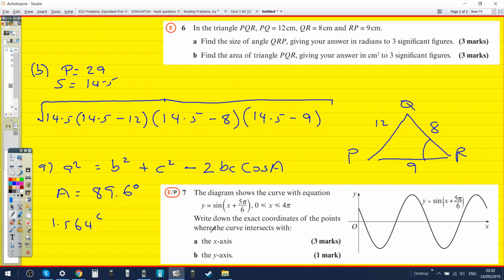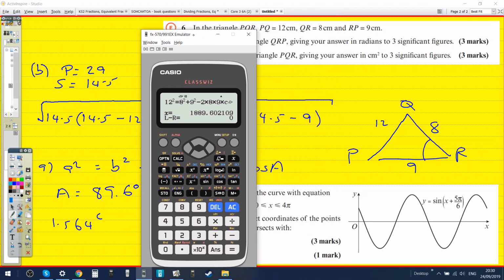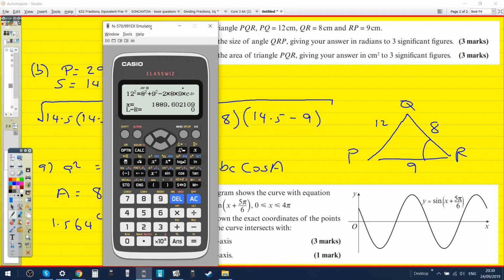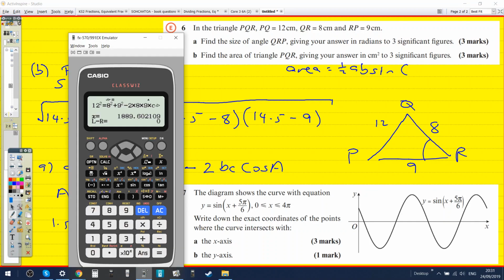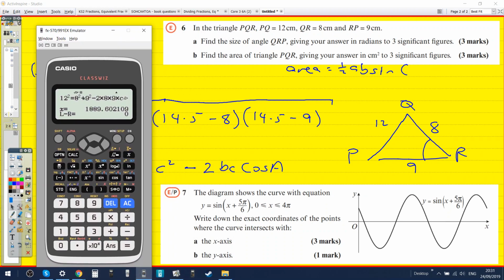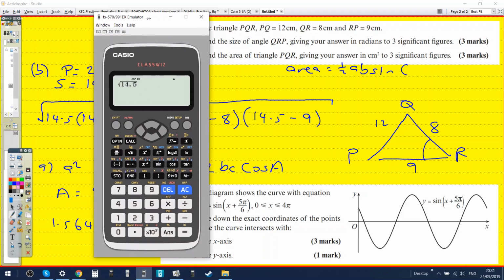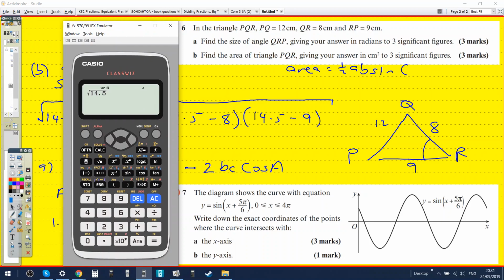How'd you get on there? So I've forgotten the formula for the area of a triangle. Area is a half ab sine C. I need to remember that one. They don't give it to us, do they? Perhaps not anymore. Okay. So yeah, I'll try to remember that.